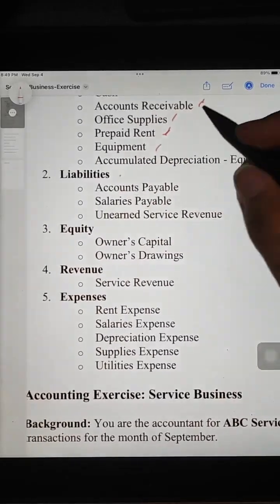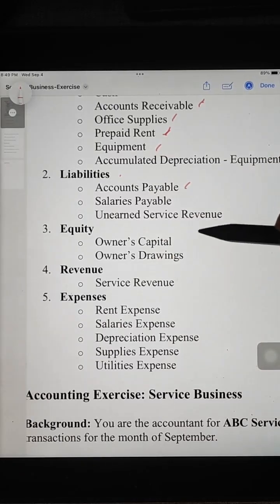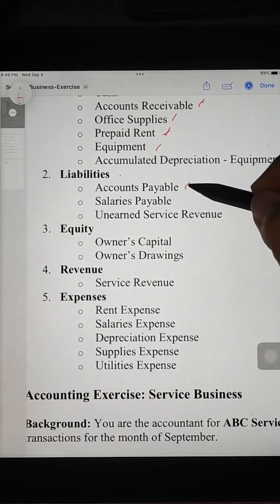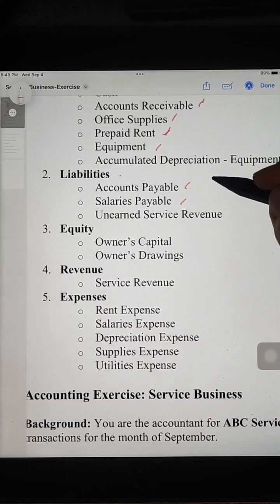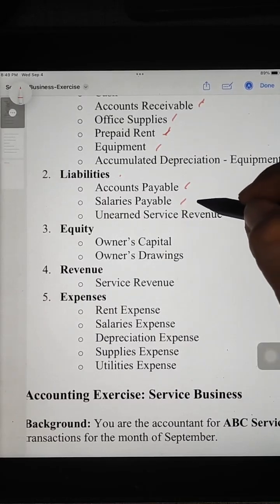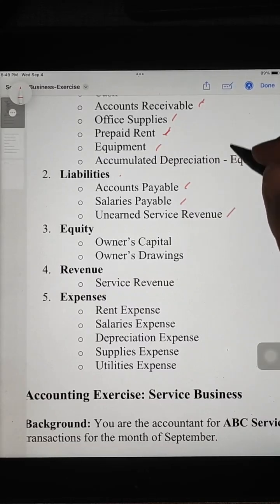Then we have liabilities, accounts payable. It is the opposite of accounts receivable, wherein we bought something and did not pay for it yet, then that is accounts payable. That is debt on our end. The same goes for salaries payable. Our employees have already rendered their service but we have not paid them, therefore it is a debt on our end. And of course, we have unearned service revenue.